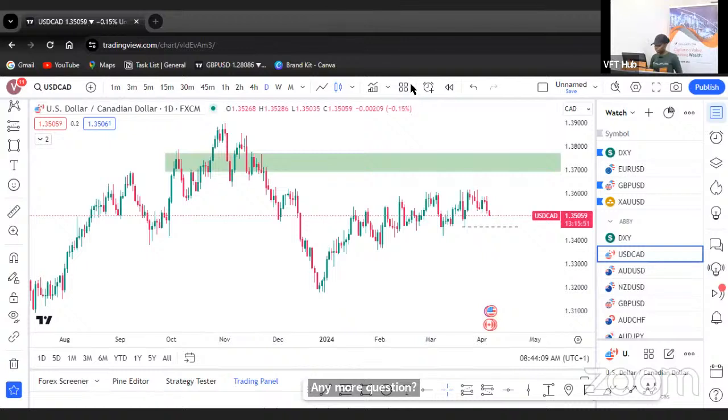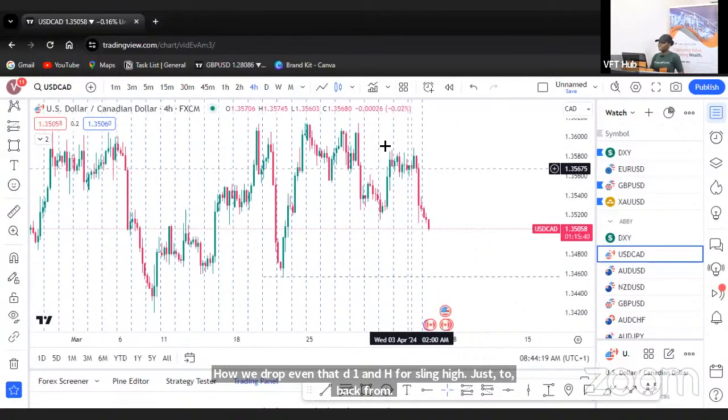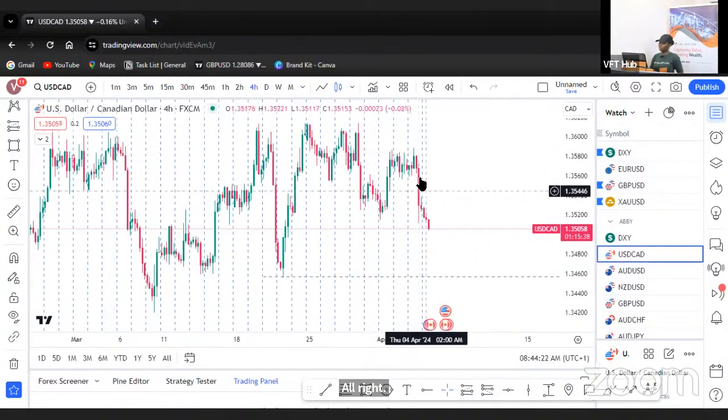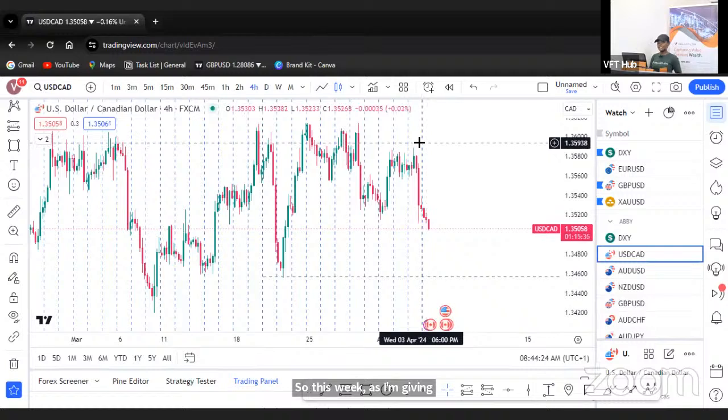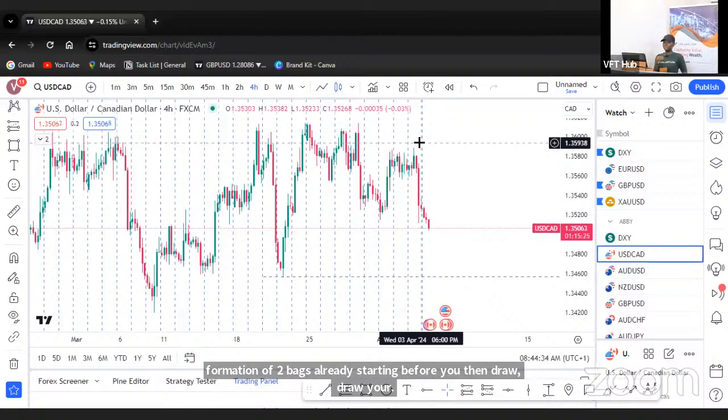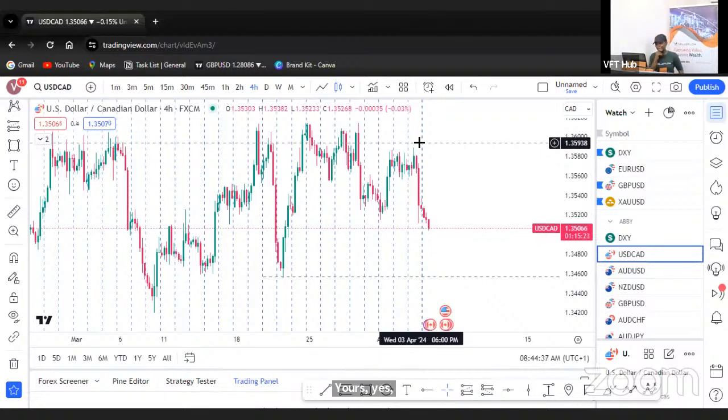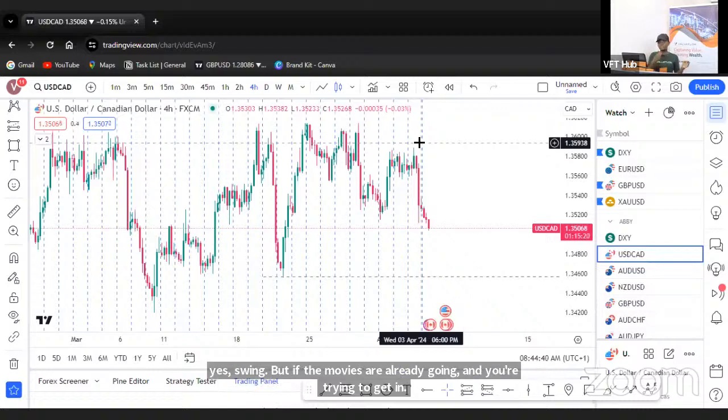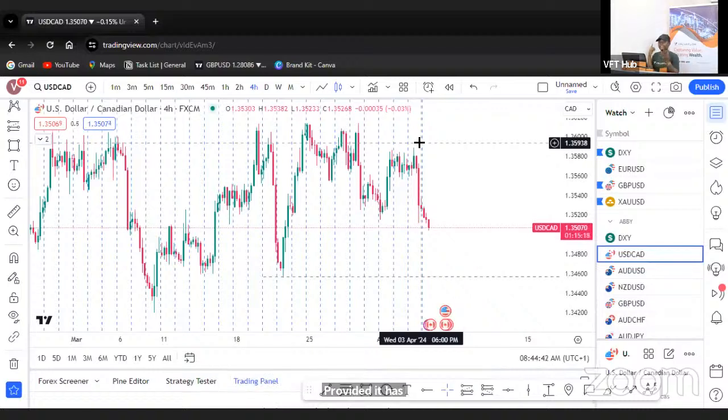Can we draw fib in that D1 and H4 swing high to swing low to see where to pull back from? All right, let's see that. So this swing hasn't given us an entry for us to draw any kind of Fibonacci because there is no pullback. If you remember what I said on AU and NU, you have to see formation of pullbacks already starting before you then draw your swing. But if the move is already going and you're trying to get in, provided it has not oversold or overbought, there are a few things you can look at. Fibonacci being one, or a retracement into a fair value gap, right?